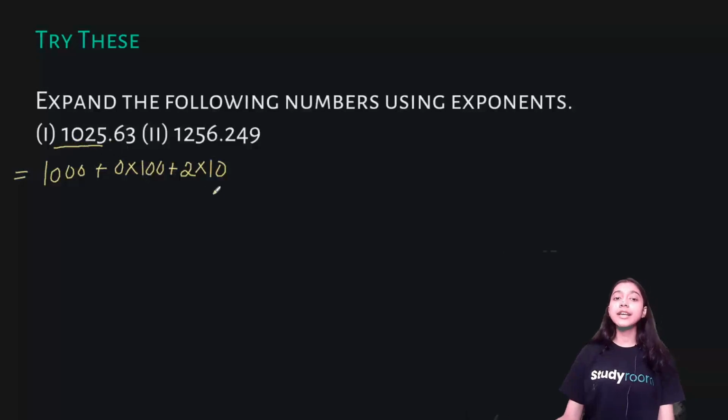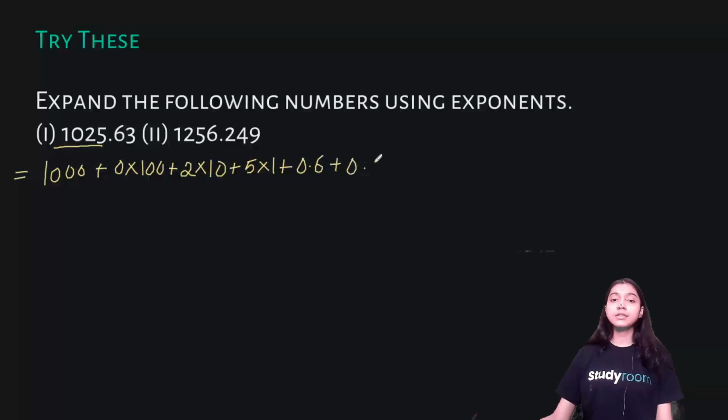20 can be written as 2 multiplied with 10, and then we have 5. 5 can be written as 5 multiplied with 1. Now we have 0.6. So this can be written as plus 0.6, and then we have 0.03. So plus 0.03. So this 1000 can be written as 1 multiplied with 1000.